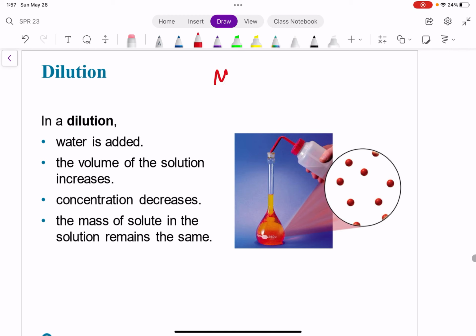So looking at our molarity equation, if we are increasing the amount of liters of solution we have, if this is going up and up and up, we're not changing the moles of our solute, right? We still have that number of solute in our solution, but our overall concentration is going to be lower, right?